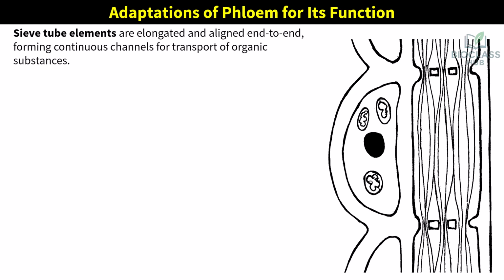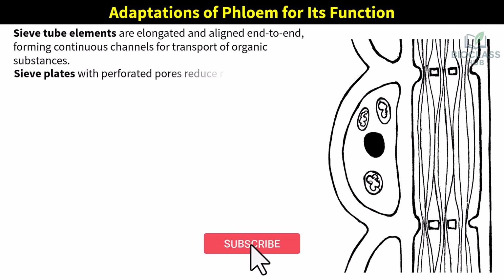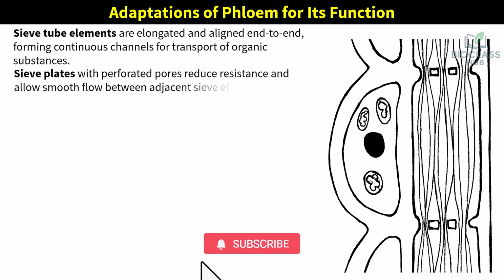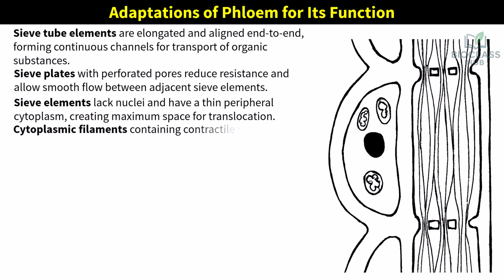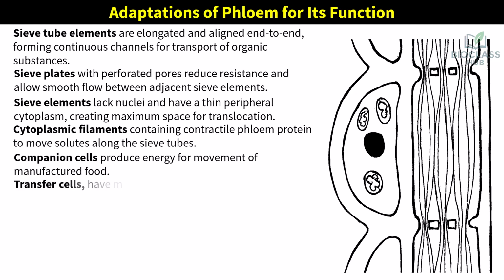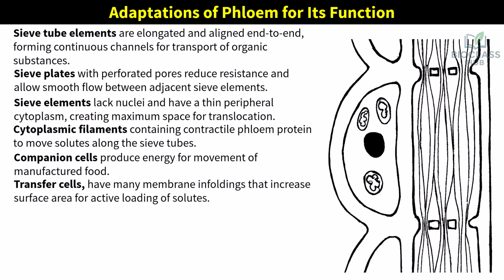Sieve plates with perforated pores reduce resistance and allow smooth flow between adjacent sieve elements. Sieve elements lack nuclei and have a thin peripheral cytoplasm, creating maximum space for translocation. Cytoplasmic filaments containing contractile phloem protein help move solutes along the sieve tubes. Companion cells produce energy for the movement of manufactured food. Transfer cells, modified companion cells, have many membrane enfoldings that increase surface area for active loading of solutes.